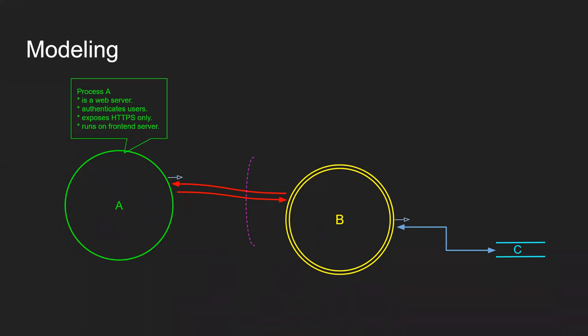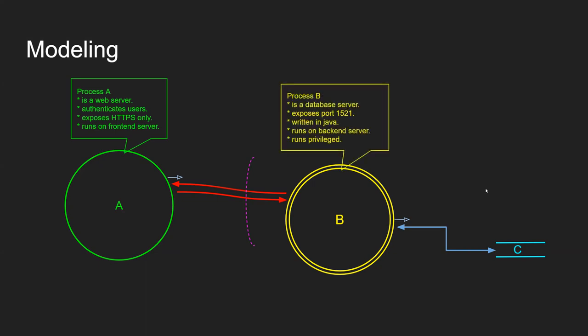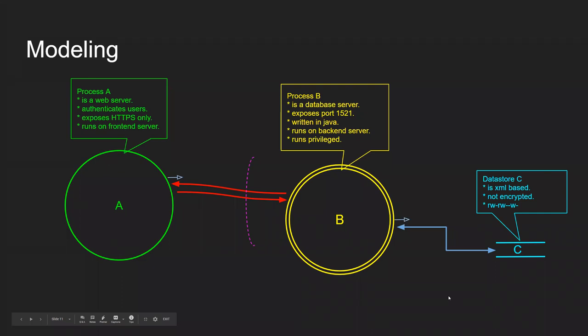In this case, process A is a web server. In this example, it authenticates users. It runs over HTTPS, and it runs on a front-end server. We have process B that is our database. It runs over a particular port. It's written in Java, yay. And it runs privileged for some reason, right? Of course it does. And then we have a data store.